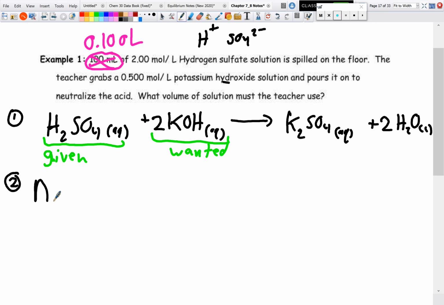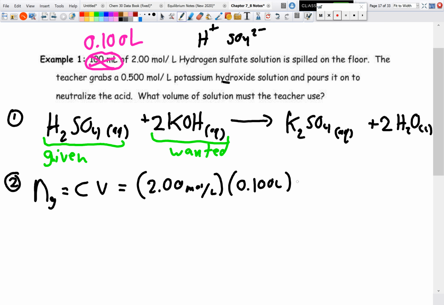So number of moles, I'm given volume and concentration. So number of moles of my given is C times V. The concentration is 2.00 moles per liter. The volume is 0.100 liters. And we get 0.200 moles.